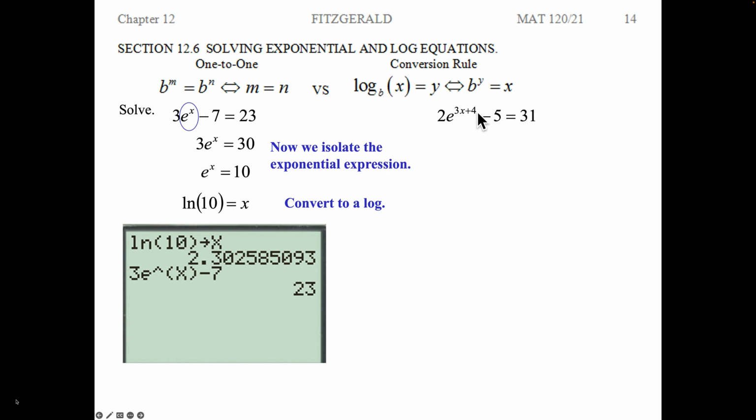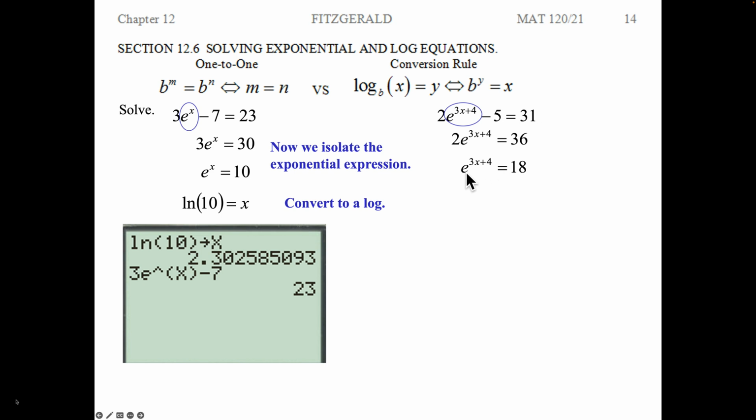Over here, same setup. e to the 3x plus 4 is my exponential. Get rid of the minus 5. Add it to the other side to get 36. Get rid of the 2. Divide both sides by 2. 36 divided by 2 is 18.